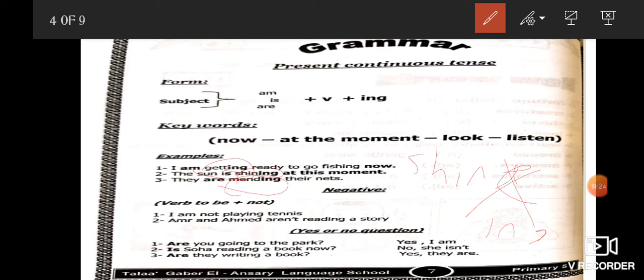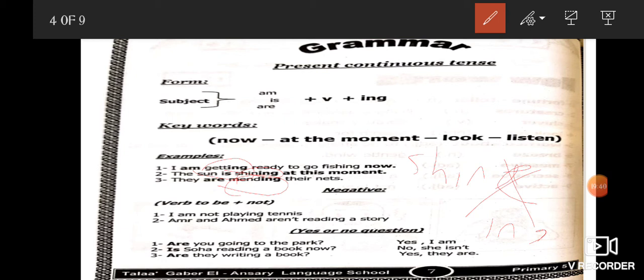They are reading a book. Are they reading a book? She is washing the dishes. Is she washing the dishes? Okay, listen well to these examples.